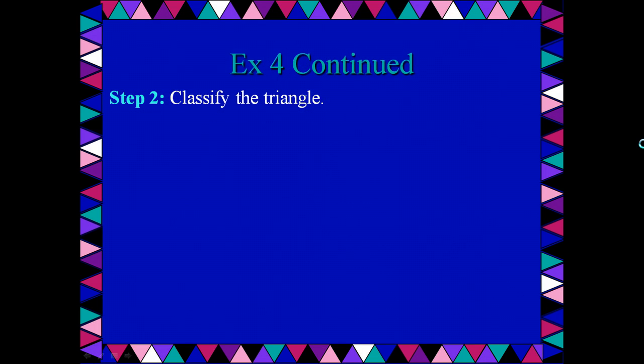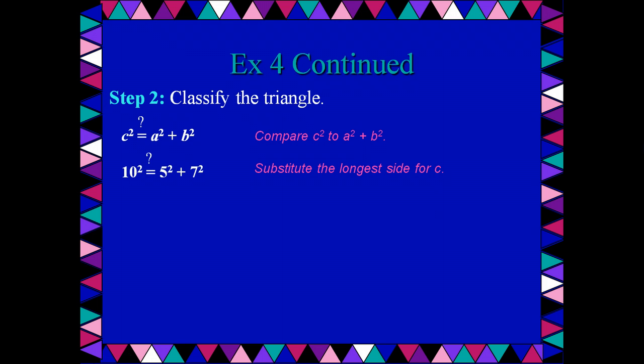So continuing our problem, we're going to classify this triangle. Compare c squared to a squared plus b squared. So is c squared equal to a squared plus b squared? We're substituting the longest side for c. So we have 10 squared equals 5 squared plus 7 squared. We want to know if this is true.